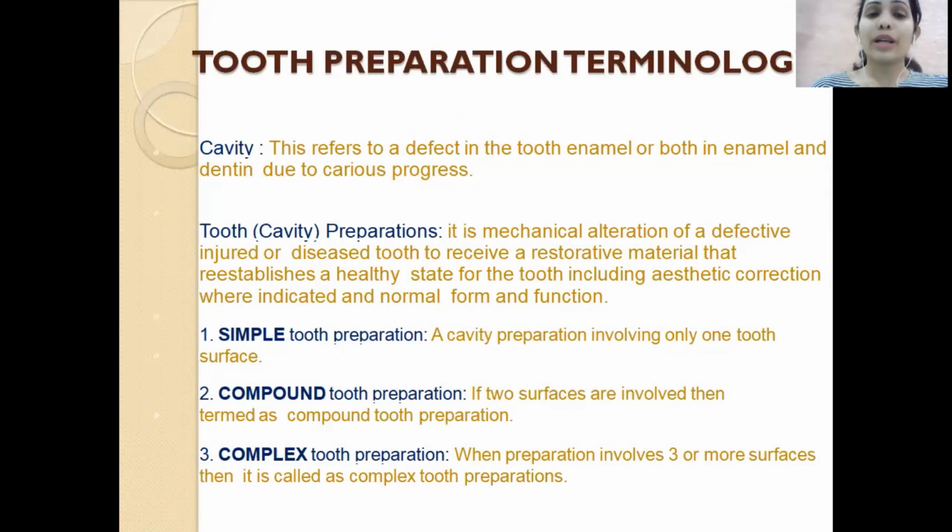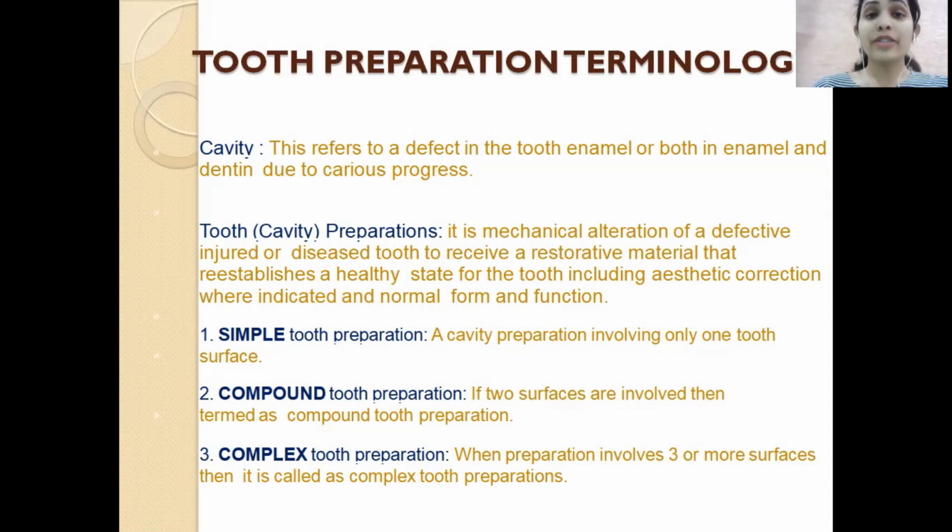Now, coming to the tooth preparation terminologies, what is cavity? This refers to a defect in the tooth enamel or both in enamel and dentin due to caries progress. Tooth preparation is the mechanical alteration of a defective, injured or diseased tooth to receive a restorative material that reestablishes a healthy state for the tooth, including aesthetic correction where indicated and normal form and function. This definition is very important for whatever purpose. Do be thorough with it.